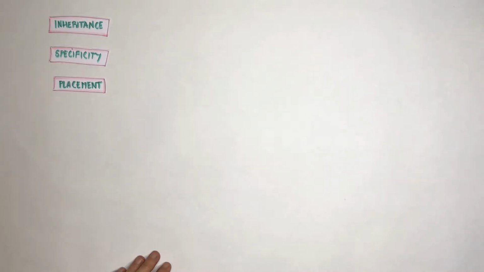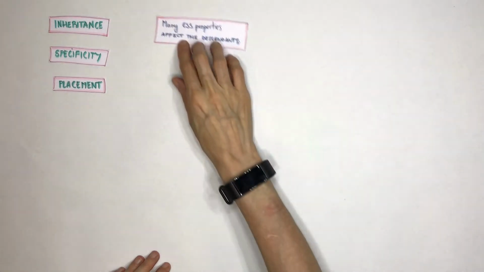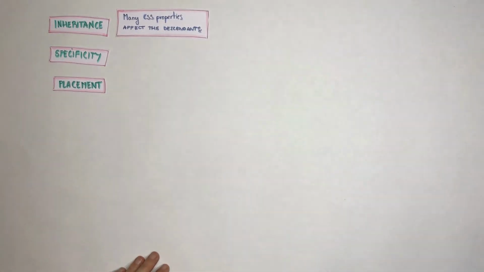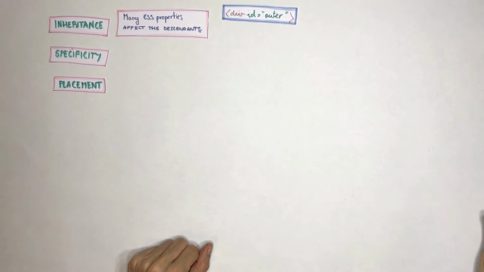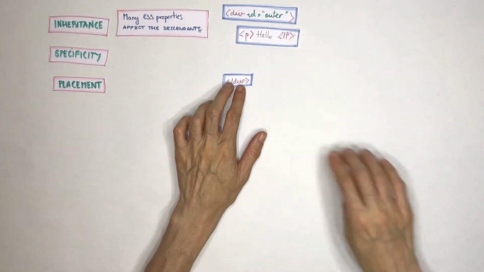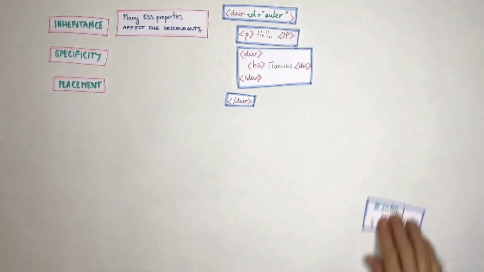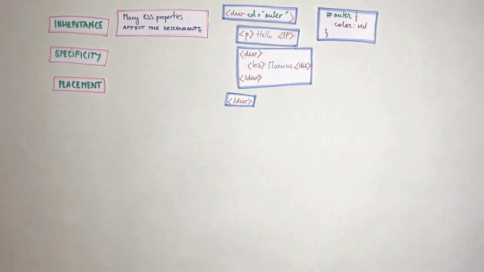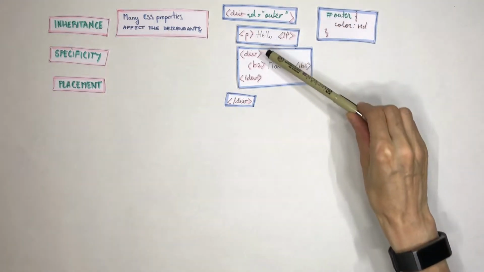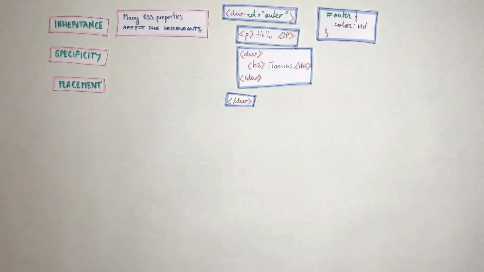Let's talk about inheritance. Some CSS properties, especially the ones styling text and lists, affect the descendant elements. Here, for example, we have a div with the ID outer, to which we are applying a CSS rule that sets the color to red. That means that all the elements inside that outer div are going to be red, because all the children elements are inheriting the property color from the parent.